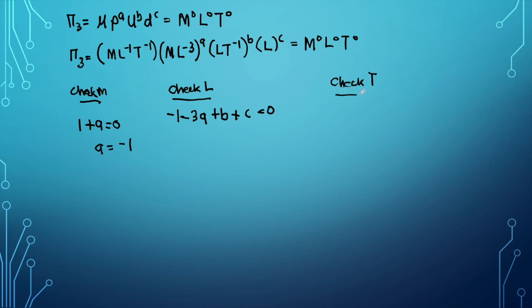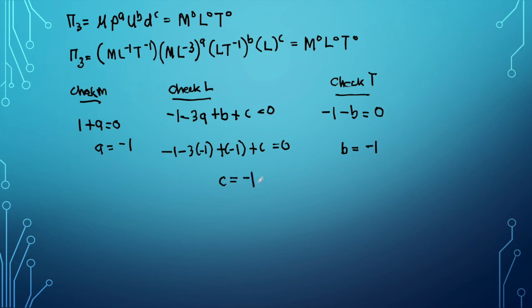Check T. Okay. T is minus 1. And then here is minus 1 times B, minus B. No T here and equal to 0. So B is equal to minus 1. So substitute values for B and A into this equation. So minus 1 minus 3 times minus 1 plus minus 1 plus C equal to 0. Your C value is minus 1.